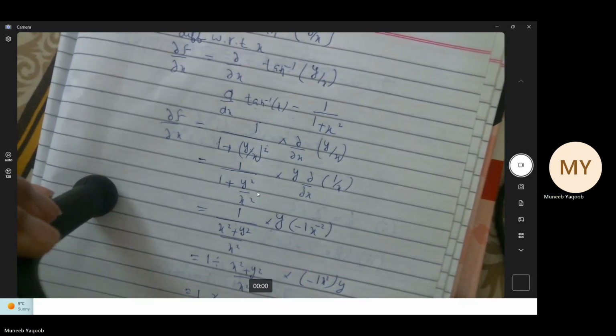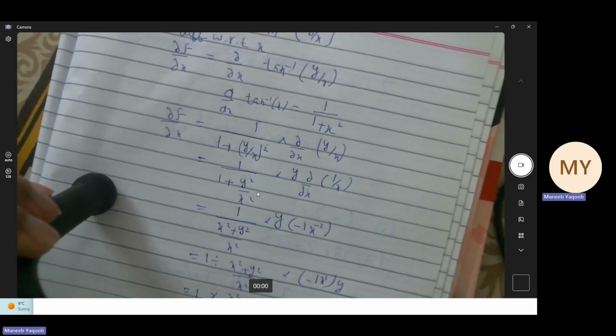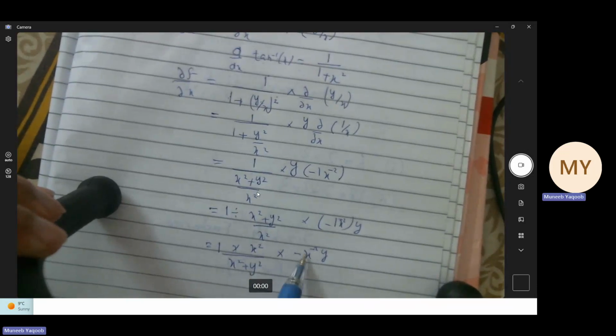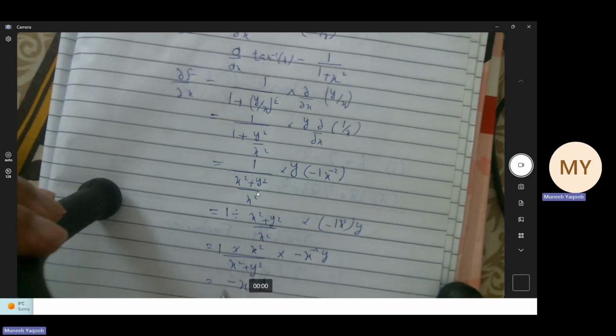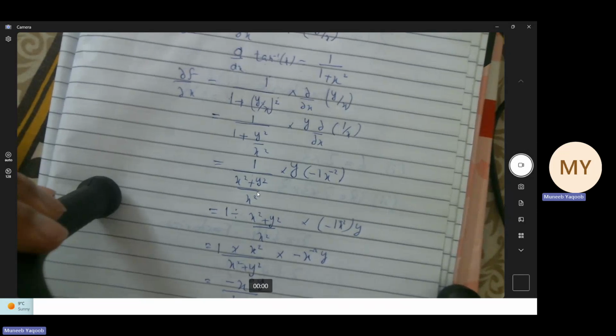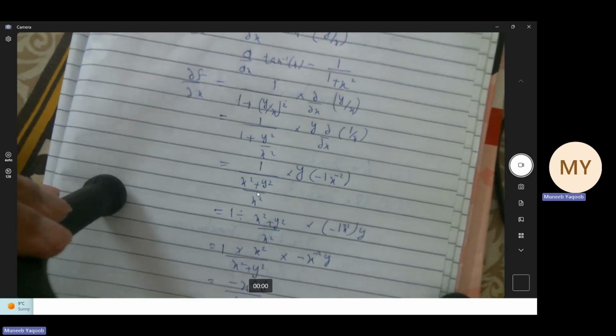So it will become x square in the numerator over x square plus y square multiplied by minus x power minus 2 y, sorry, x power minus 2 y. Now this x power 2 and this x power minus 2 will make it x power 0. So it will become minus x power 0 y upon x square plus y square. And since x power 0 is 1, so finally it will become minus y upon x square plus y square.